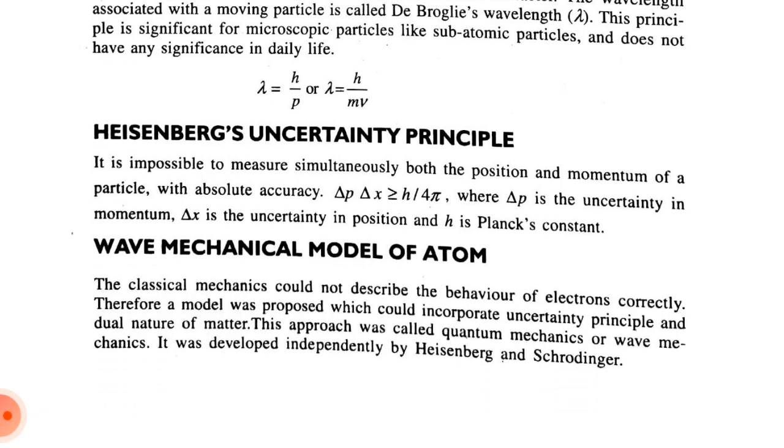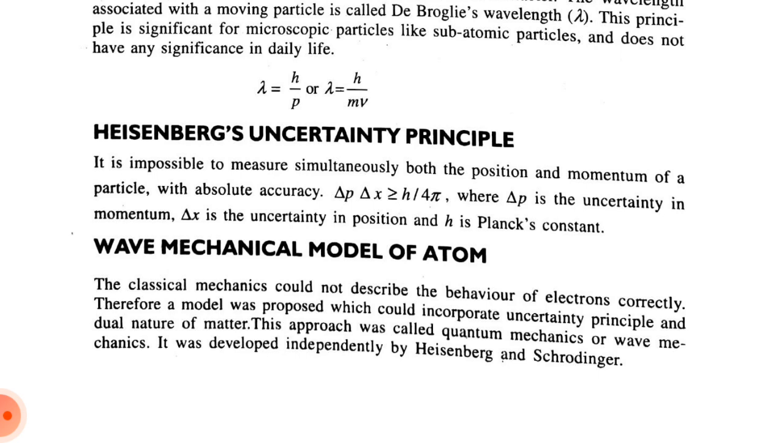Heisenberg's uncertainty principle. It is impossible to measure simultaneously both the position and momentum of a particle with absolute accuracy. Δp Δx is greater than or equal to h upon 4π, where Δp is the uncertainty in momentum, Δx is the uncertainty in position, and h is the Planck constant.